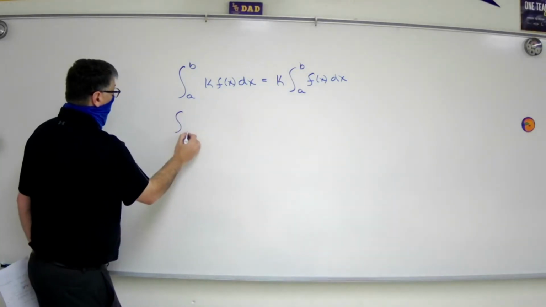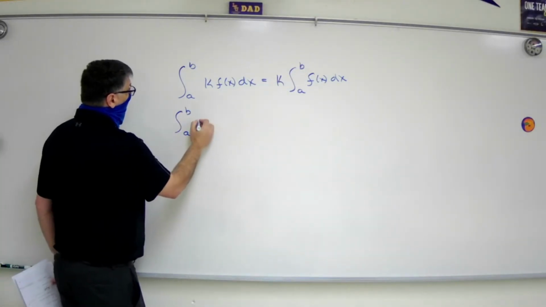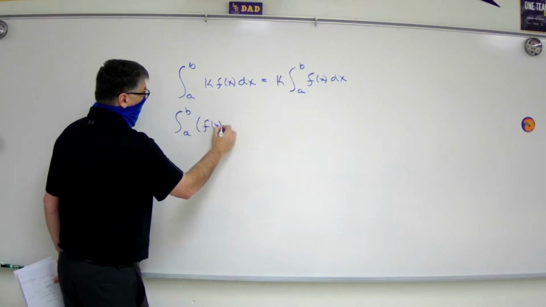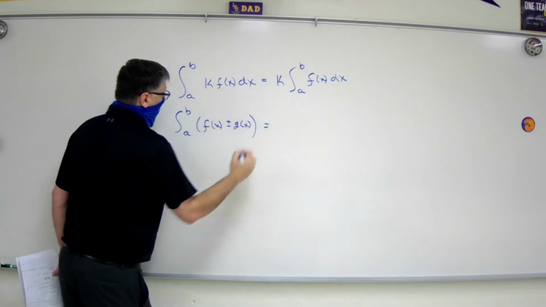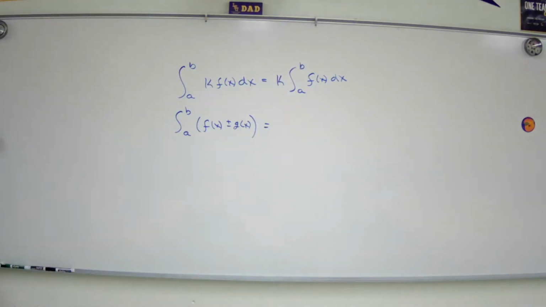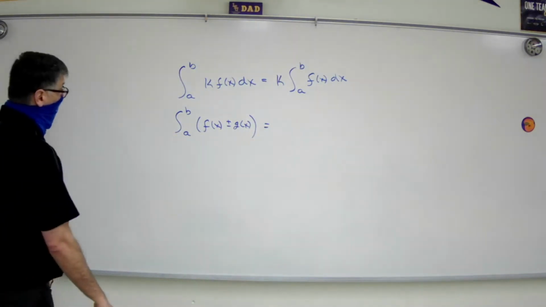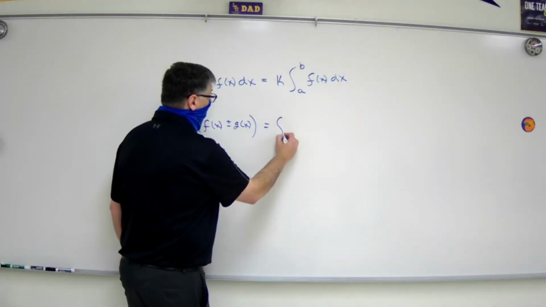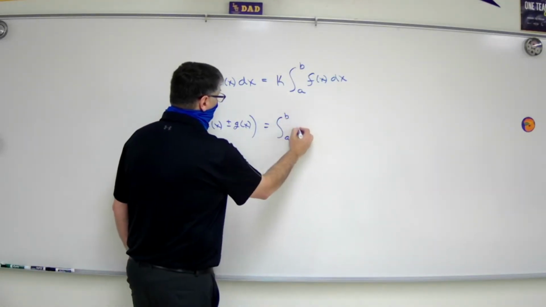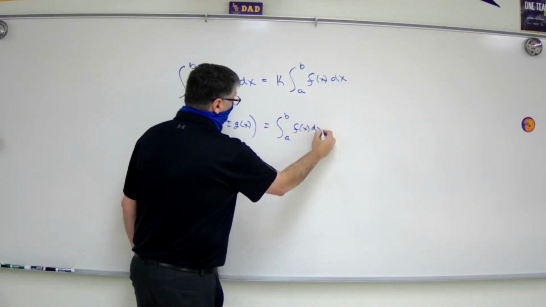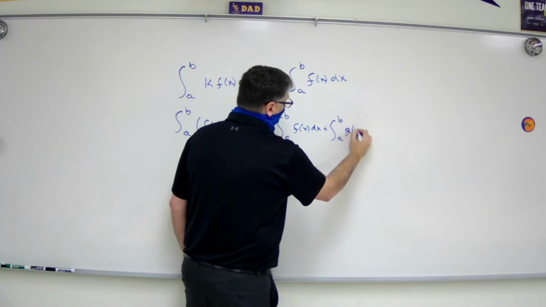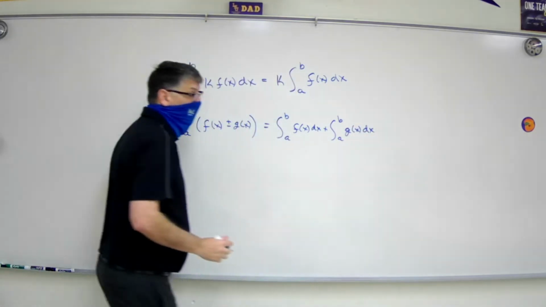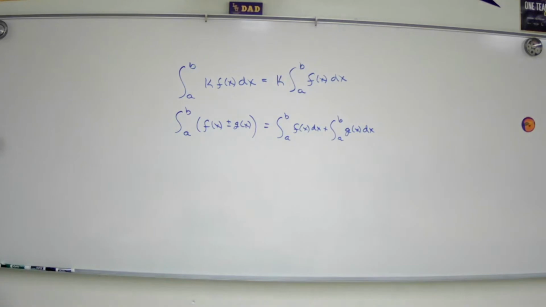And then if we have the integral from a to b of f of x plus or minus g of x, what do you think I'm going to do with this? Split it, just like with derivatives, just like we did with the sigma. The integral from a to b of f of x dx plus the integral from a to b of g of x dx. So really, it's the same rules that you use with derivatives and sigmas and everything else.